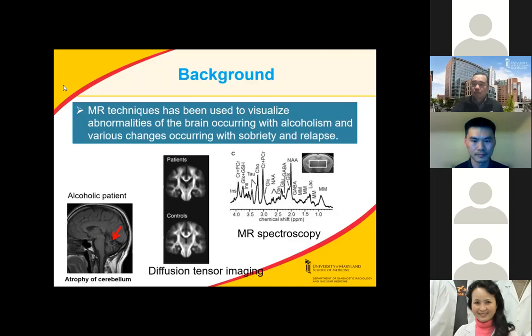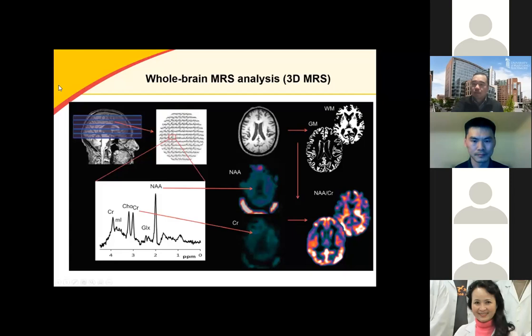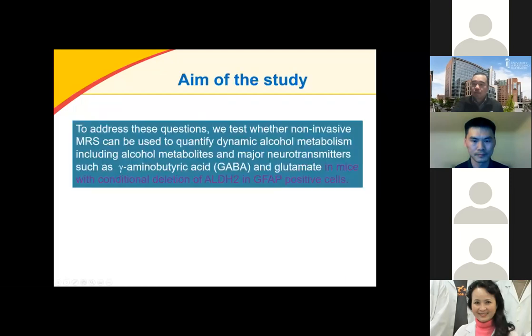So we're going to establish animal models. This study is to test whether non-invasive MRS can be used to quantify dynamic alcohol metabolism, including alcohol metabolites, like the acetaldehyde I just mentioned, and alcohol itself, and the major neurotransmitters such as GABA, which is a key inhibitory neurotransmitter, and glutamate, in mice with conditional deletion of ALDH2 in GFAP positive cells.